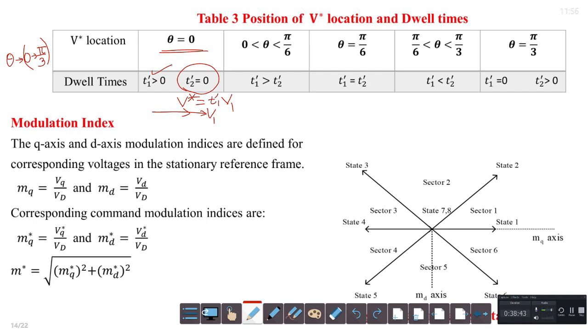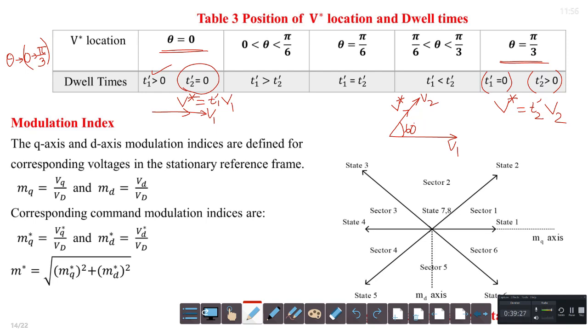Similarly, suppose theta is pi by 3. This is V1, at 60 degrees we have V2, and V star is also at an angle of 60 degrees. That means V star is in the direction of V2, so V star is T2 dash times V2. V1 need not be applied, because directly through V2 we can generate V star. So, T1 dash is 0, and T2 dash is to be applied for a particular duration, so T2 dash is greater than 0.